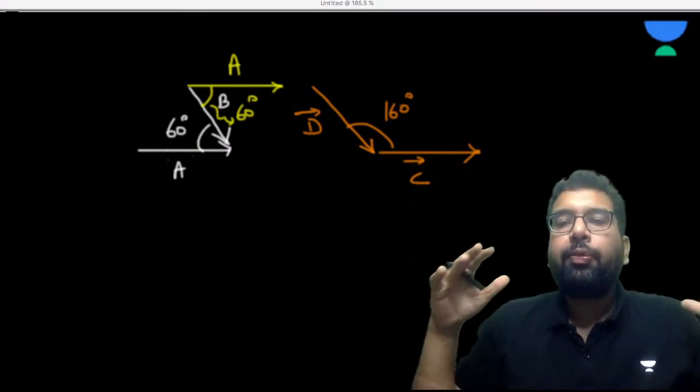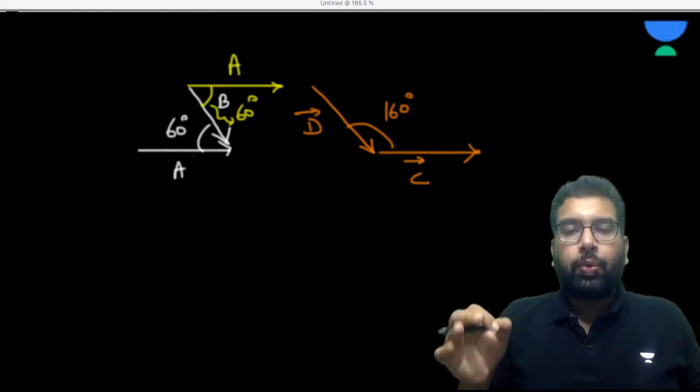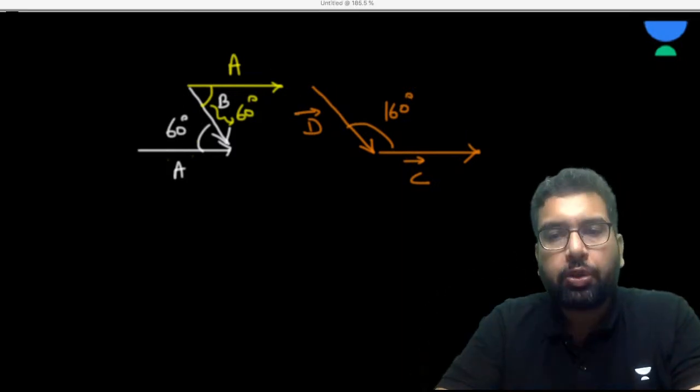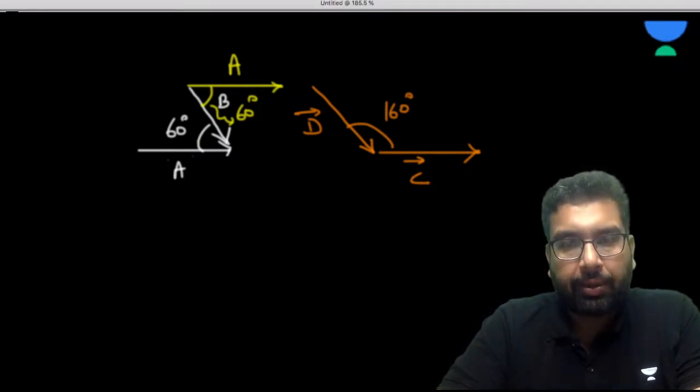See what I am trying to emphasize here: whenever you are seeing the angle between two vectors, you always have to ensure that they are connected tail to tail before you tell them the answer. Right?